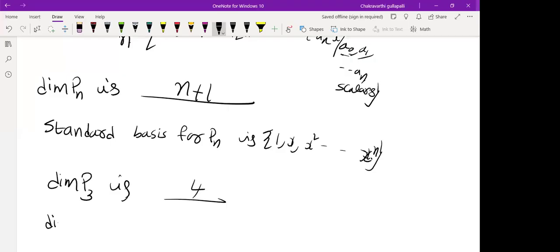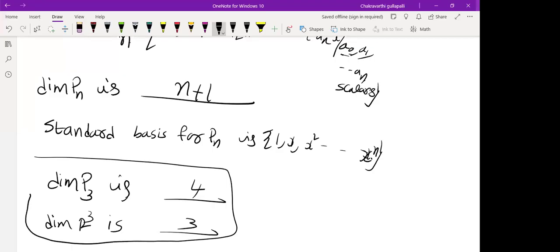Dimension of R3 is 3. This is where the confusion is. For R3, the standard basis contains 3 vectors, therefore 3. But the dimension of P3, meaning polynomials of degree at most 3, is, for Pn, n plus 1, so 3 plus 1, 4. So without confusion, you should be able to tell.